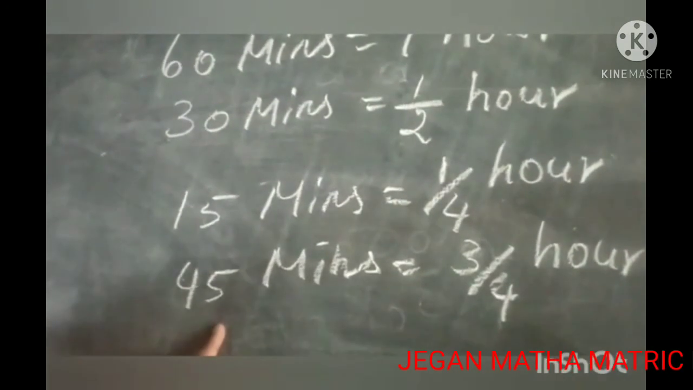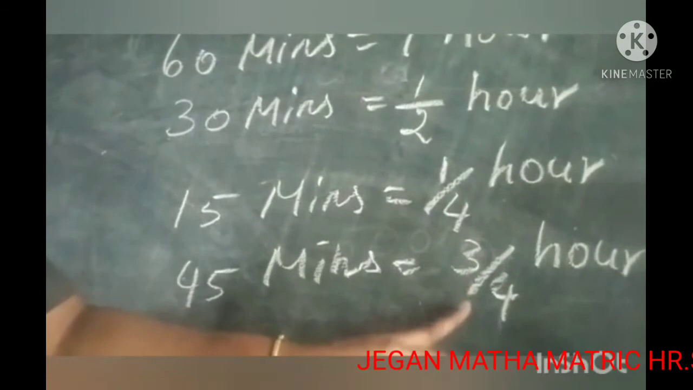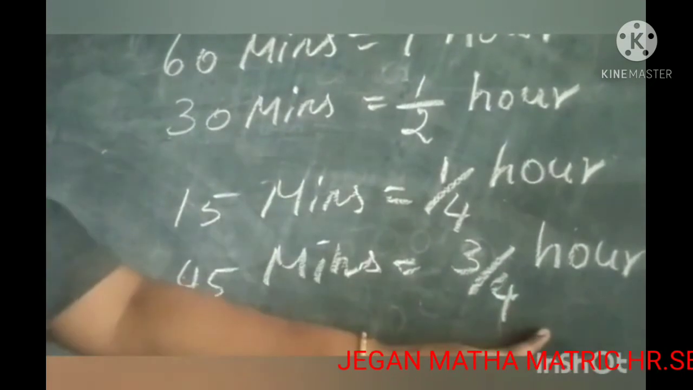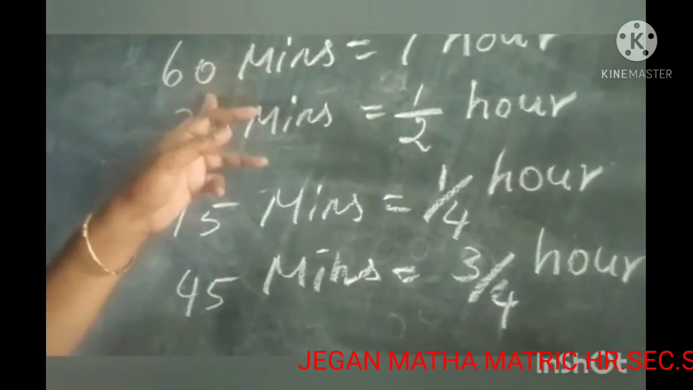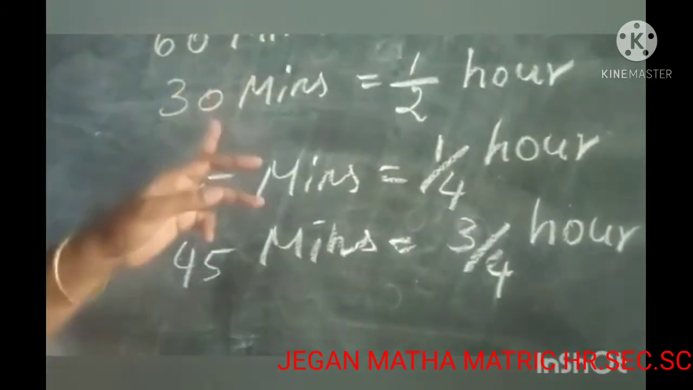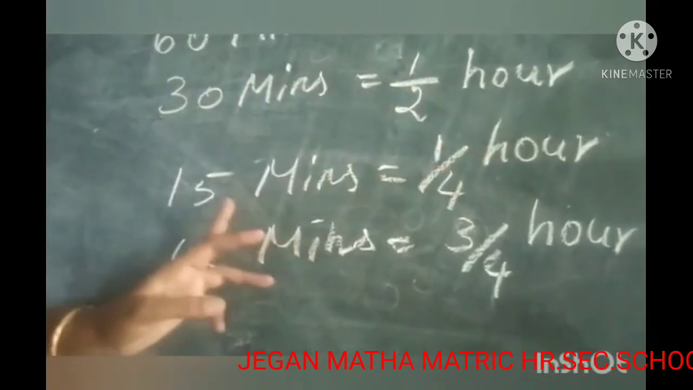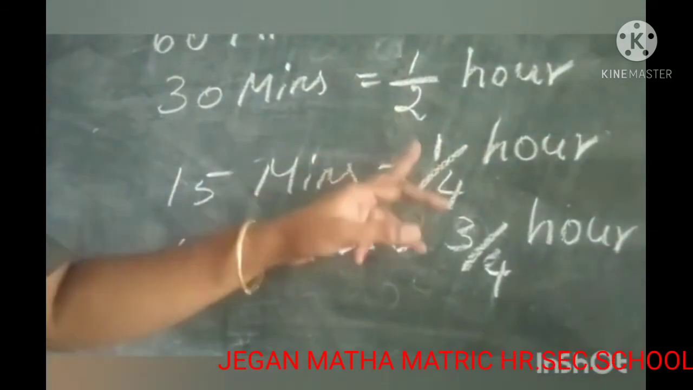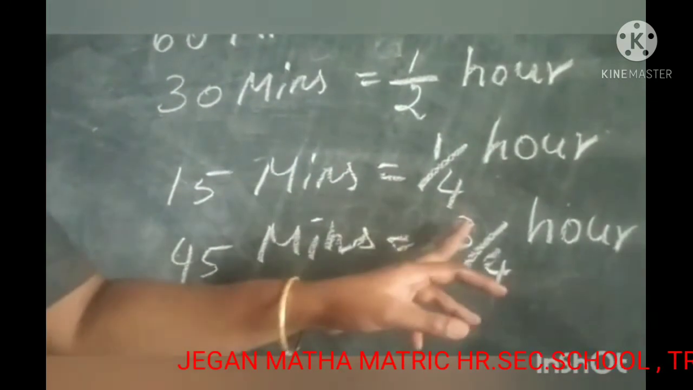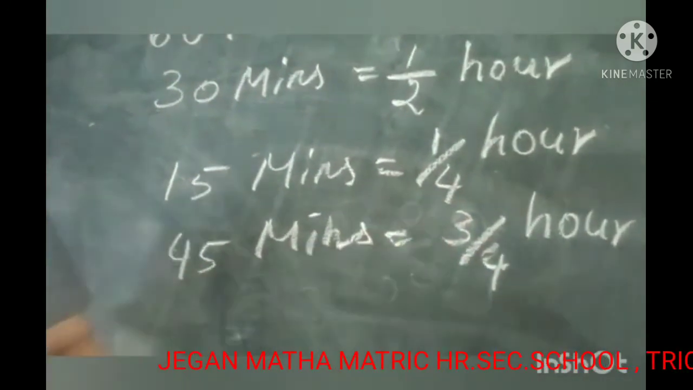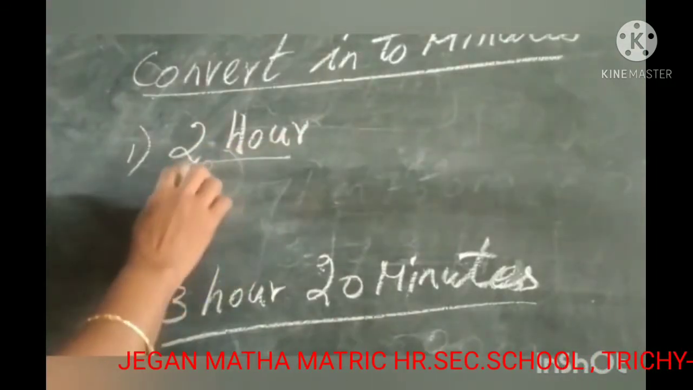See the 45 minutes. So 45 minutes means 3 by 4 hour. So already we know that 1 hour is 60 minutes. So half of the 60 is 30 minutes. 30 minutes means 1 by 2 hour, that is half. So 15 minutes means again half of the half, that is 1 by 4 hour. Again 45 minutes means 3/4 part. So 3 by 4 hour. Is it clear?